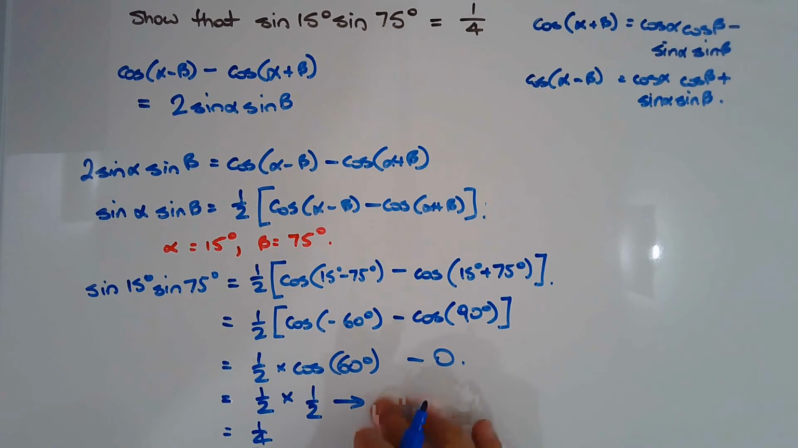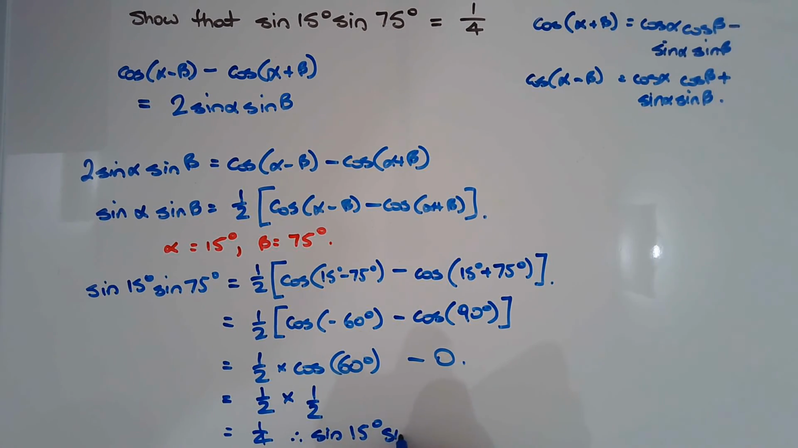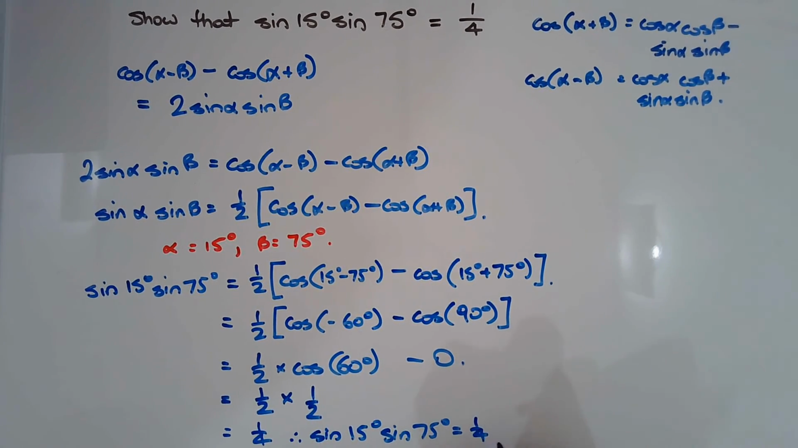So therefore, sine of 15 degrees, sine of 75 degrees equals 1/4, which is in fact equal to the right-hand side as required.